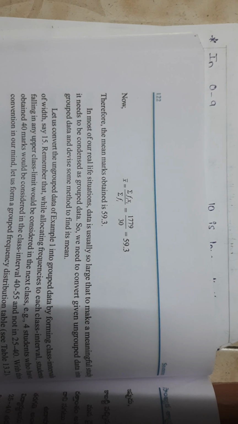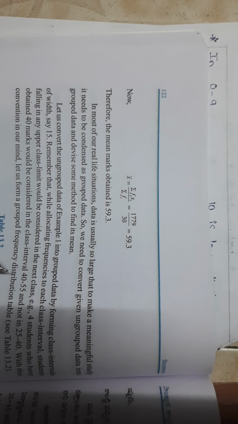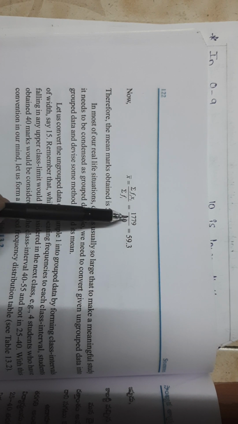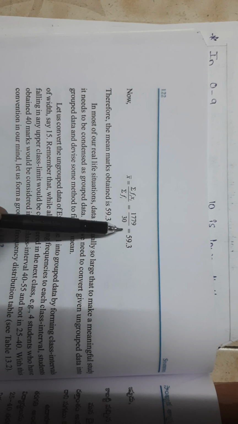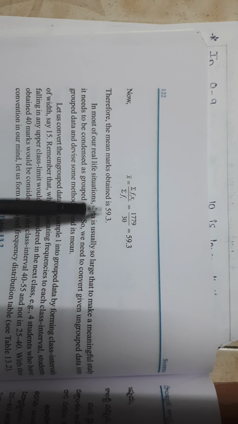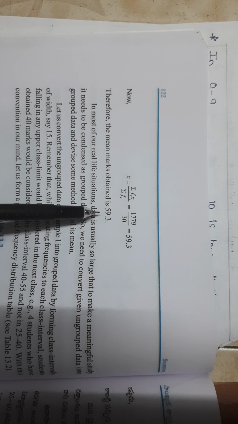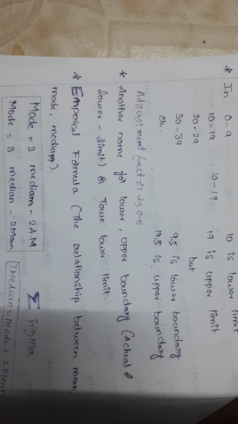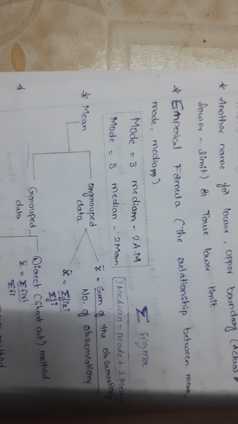I am giving information for each and every model along with the formula and an example. X bar is equal to sigma fi xi by sigma fi, 1779 by 30. If you divide this, 59.3 comes. So their class average or mean or arithmetic mean is 59.3. This is a big topic, that's why I am explaining along with examples. No need to get confused about each and every part. Write in the way I am giving, on A4 sheets, and you can read easily. Now, mean only.